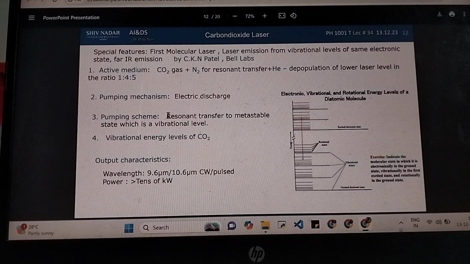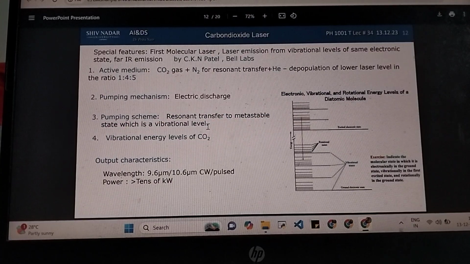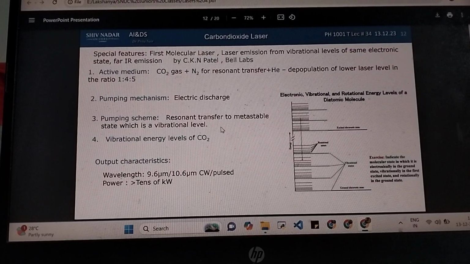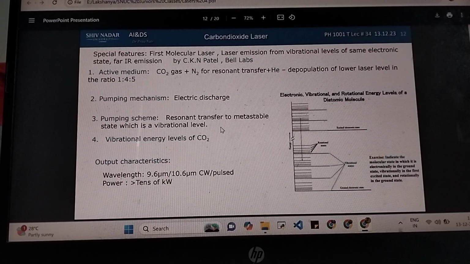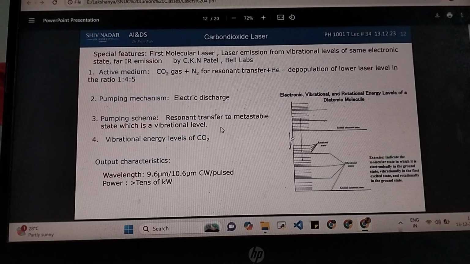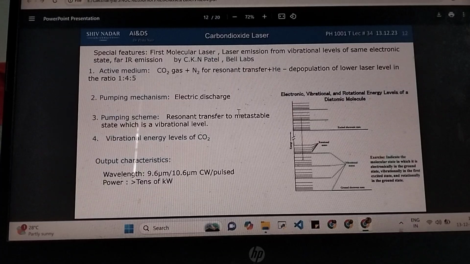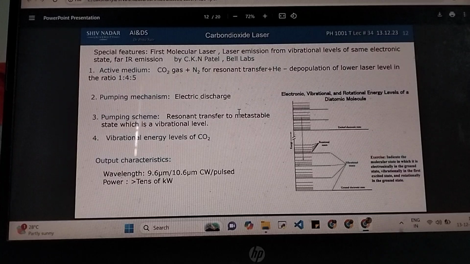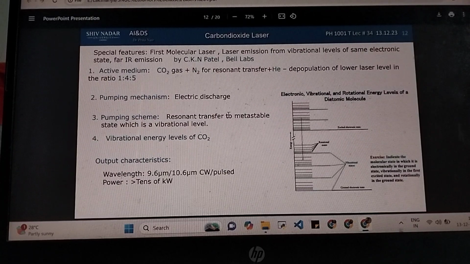So what does this say? Resonant transfer to a metastable level, which is a vibrational level, meaning in terms of electronic energy and rotational energy, my electrons are going to stay right where they are at the same energy level. It is only the vibrational level which is going to change. So if my electron is in its ground vibrational energy level, ground level with respect to vibrational energy, I'll take it and put it in a metastable or a pumping level, again with respect to vibrational energy alone. How that choice is made, or how you make sure that the energy you give transfers only the vibrational level, is beyond the scope of our syllabus.